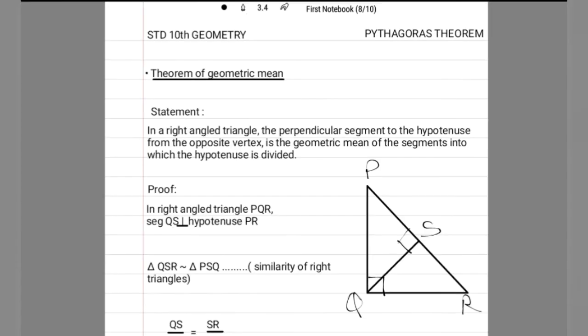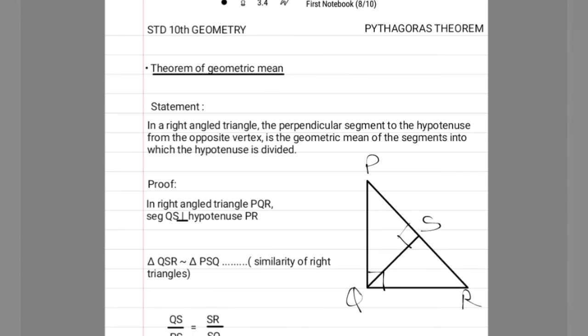So the next topic is theorem of geometric mean. Now from the name itself we get to know that it is a theorem, but this theorem is not that important from your exam point of view, because they do not ask you in the exams to prove this theorem. The only thing is you need to get the concept of this theorem, because we are going to use this theorem for solving these sums. So let's start proving it.